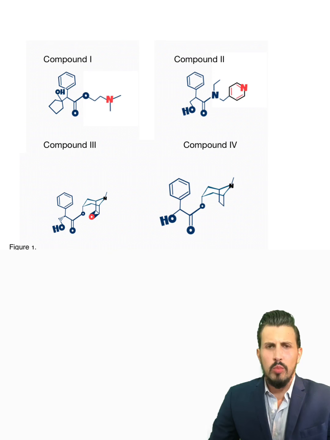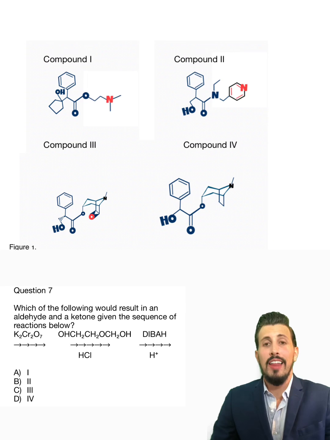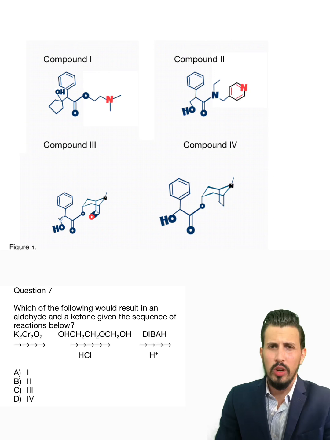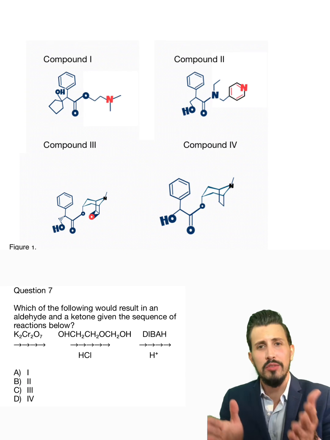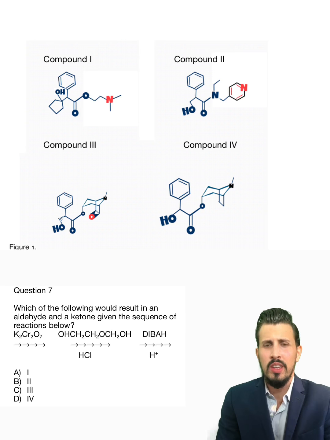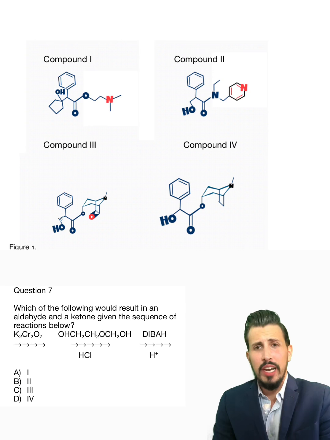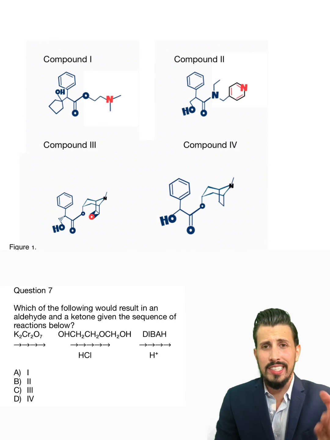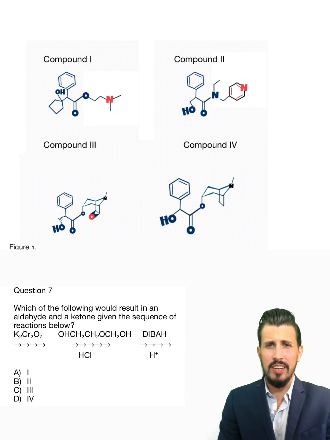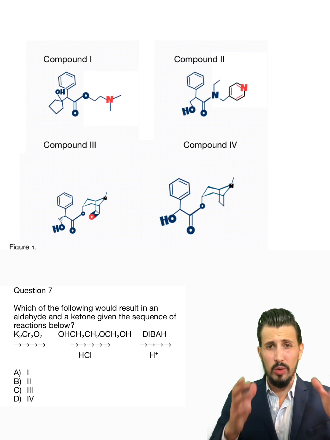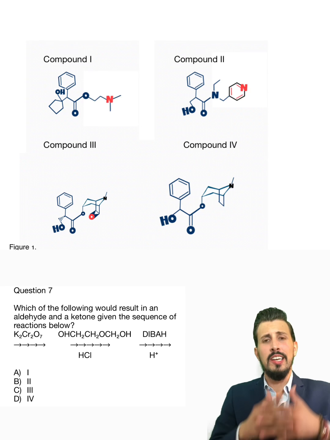Last question, which of the following is going to give an aldehyde and a ketone based on the series of reagents below? So in a multi-step synthesis, you're being asked which one gives you the aldehyde and the ketone. So first of all, notice that if you have an oxidative reagent with a secondary alcohol or a very weak oxidative reagent with a secondary alcohol, the result is going to be the same nonetheless.